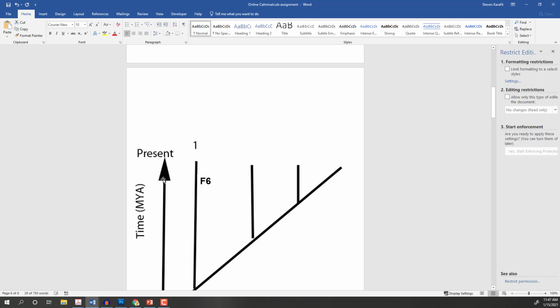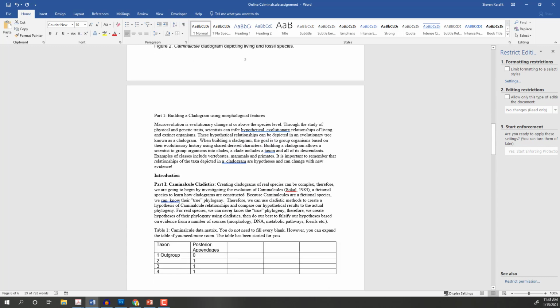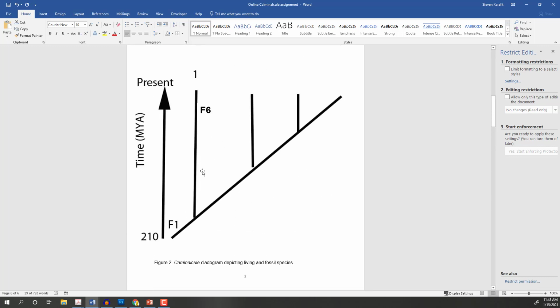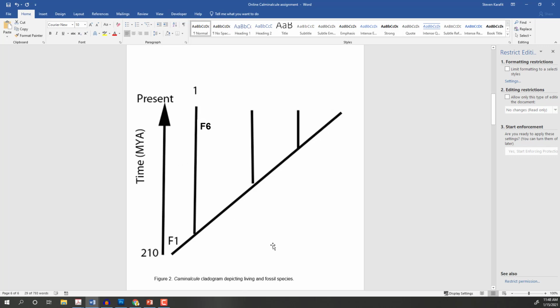50 million years ago would be about here, and fossil 6 actually goes right there. So I did those two for you to help get you started, because what you're going to do is follow the instructions. You're going to fill out this data matrix for just the living things, not the fossils. You're going to put the traits of those living things on the cladogram, like those examples in the video. You're going to put where the living ones go on the ends of these branches, and then you're going to put where the fossils go on these branches.